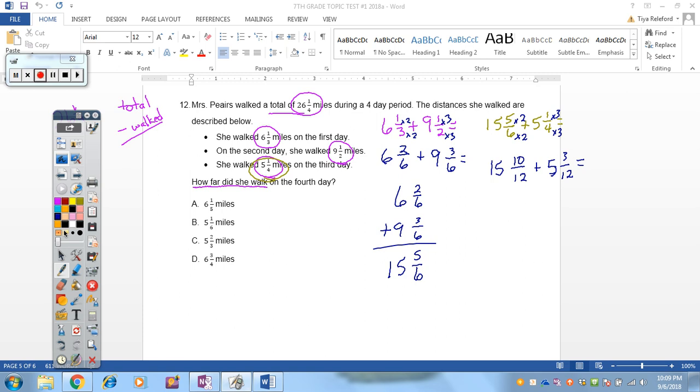Second step, write vertically. We're just adding, so it doesn't matter which one you want to put on top, whatever makes you happy. Denominator stays the same. 10 plus 3 is 13. 5 plus 5 is 10. And 1 plus 1 is 2.